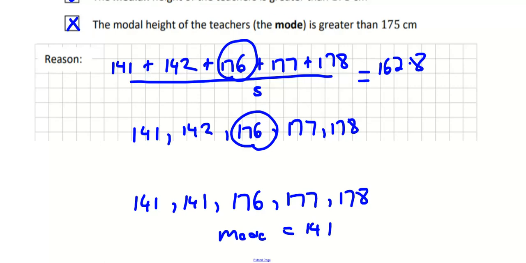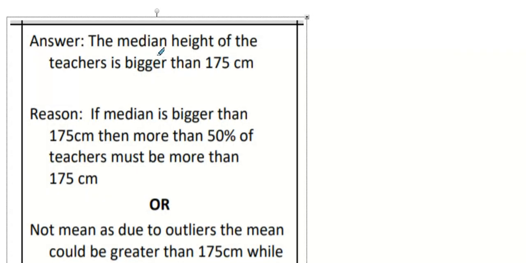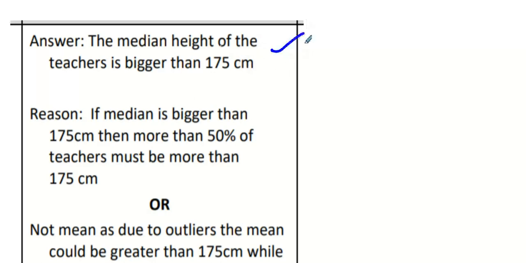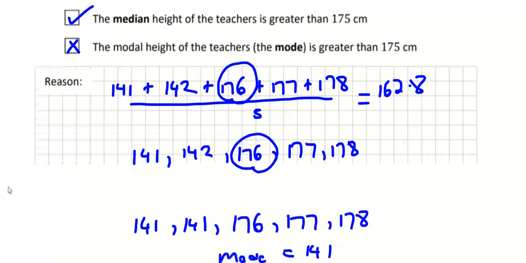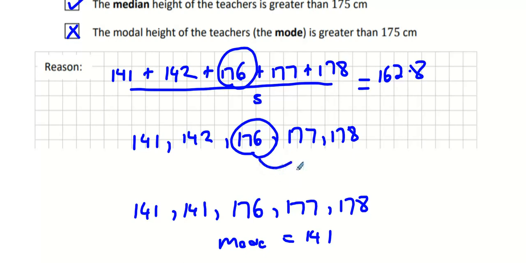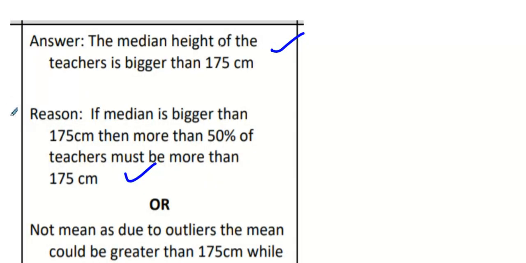On the official marking scheme, the median height of the teachers is bigger than 175, so that's what we said. Reason: if the median is bigger than 175 centimeters, then more than 50% of teachers must be more than 175. So that's what it's saying here, that if most of the teachers are above 175, that means your middle teacher has to be bigger than 175. So that means most teachers will be greater than 175, and that's true. Okay, next thing.